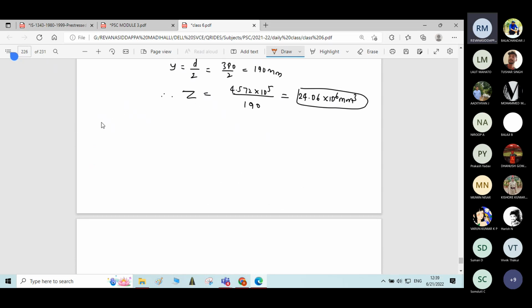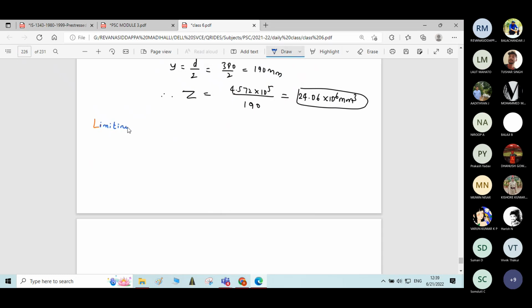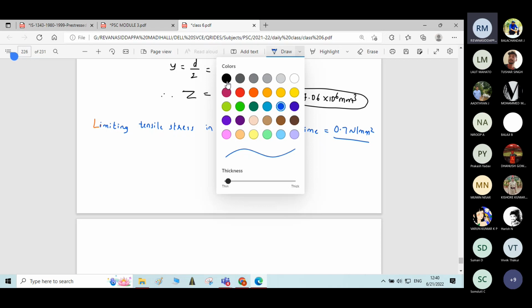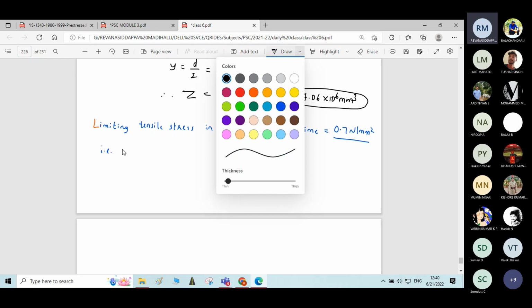Okay, here I'll rewrite that condition. Limiting tensile stress in concrete at any time is equal to 0.7 Newton per mm square. Okay, at any time means we will take two time constants, one at transfer.